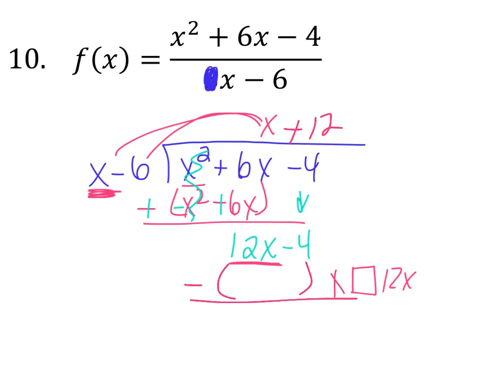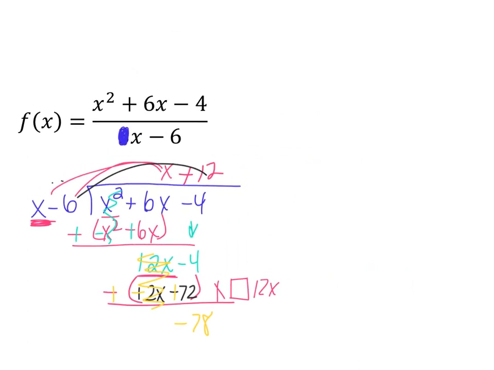What can I do right now? I can stop. But I'm not going to. I'm going to say 12 times x is 12x. And then 12 times negative 6 is negative 72. And then before I subtract, I distribute, distribute, distribute. Did my x's cancel out? I'm good. So I have negative 78 here. Doesn't matter. What is my slant asymptote at?